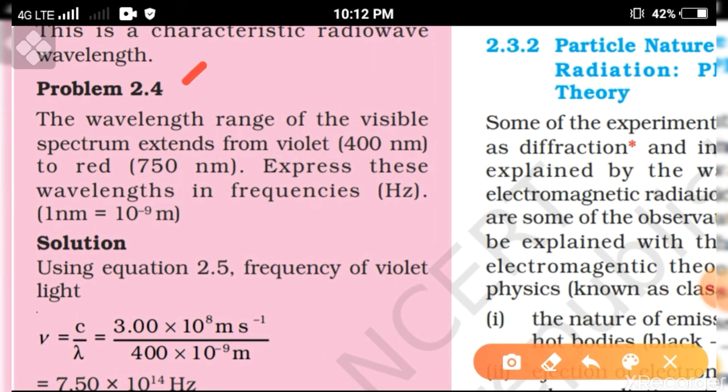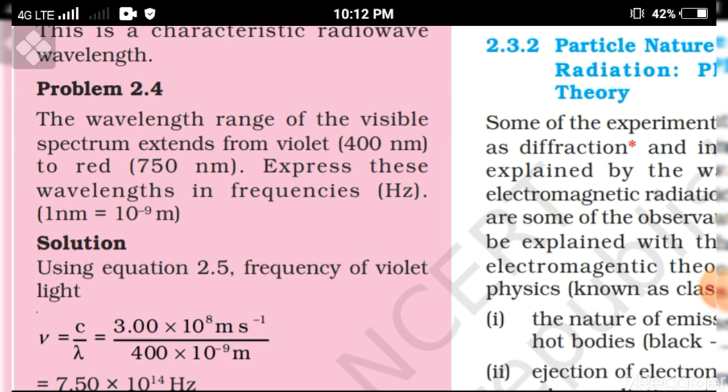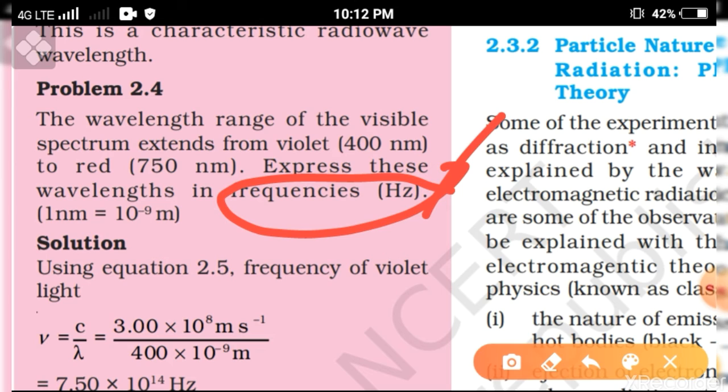Understand? 2.4. The wavelength range of the visible spectrum radiations extends from violet, 400 nanometer, to red, 750 nanometer. Wavelength increases. To express these wavelengths in frequency, we have to convert wavelength into frequency.